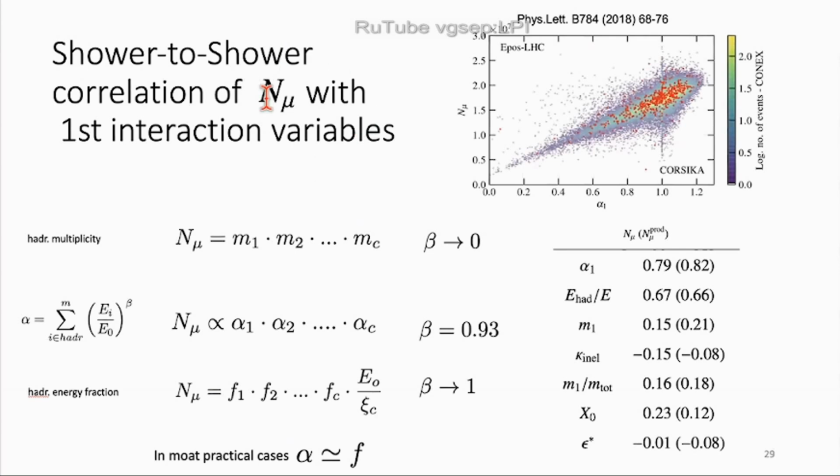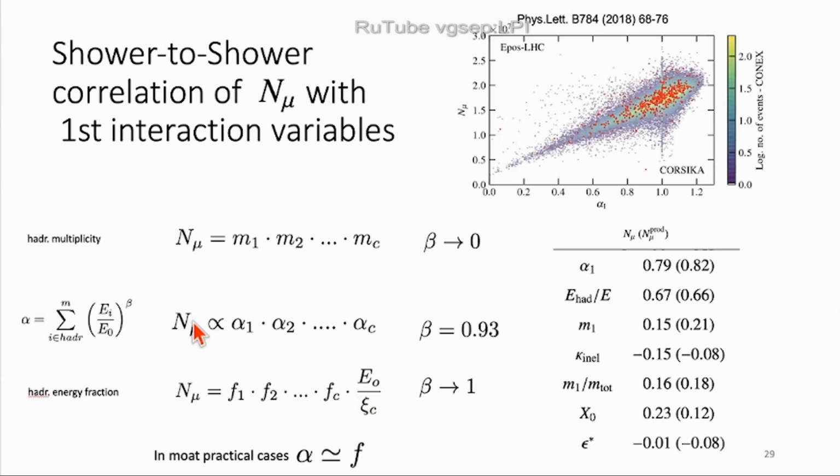If we not only measure the average number of muons, but want to examine the shower-to-shower fluctuations of the number of muons, we can see that this correlates very well with the first interaction, because the number of muons is basically the multiplication of the multiplicities of all interactions. It is also the multiplication of the different energy fractions, normalized by the ratio of the total energy to the critical energy.